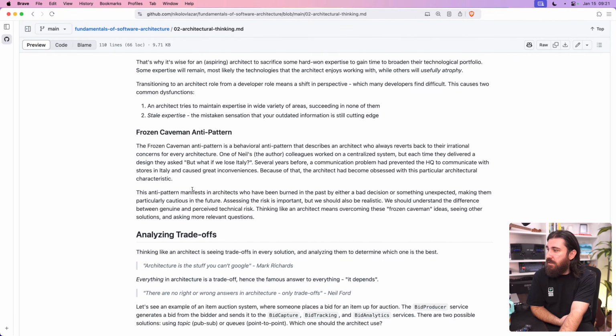We should understand the difference between genuine and perceived technical risk. Thinking like an architect means overcoming these frozen caveman ideas, seeing other solutions, and asking more relevant questions. Another thing to be on the lookout.